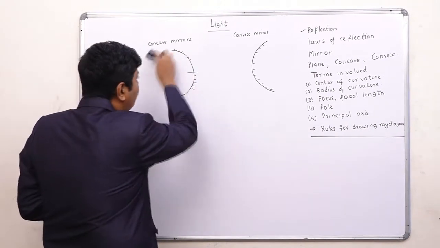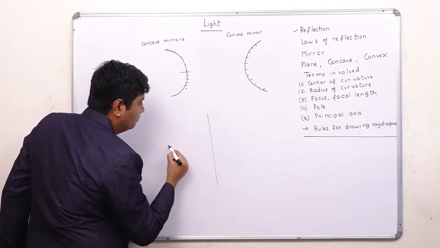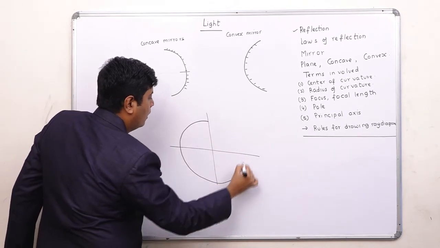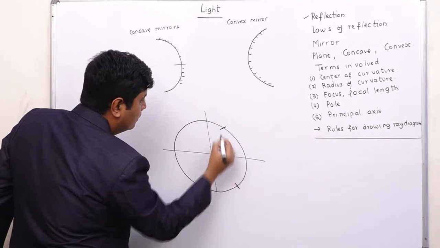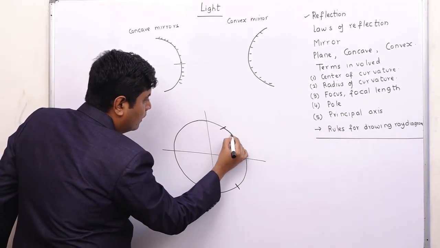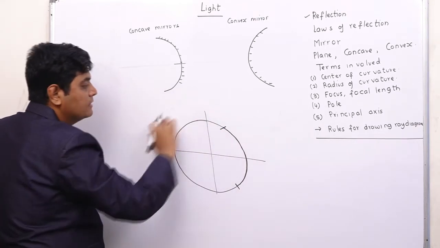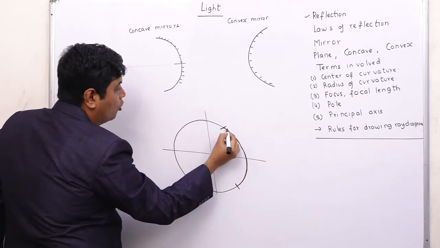Now you can see this part. If you see it properly, if I draw, you see this concave mirror can be a part of a sphere. It is a part of a sphere. So this is your concave mirror, right?